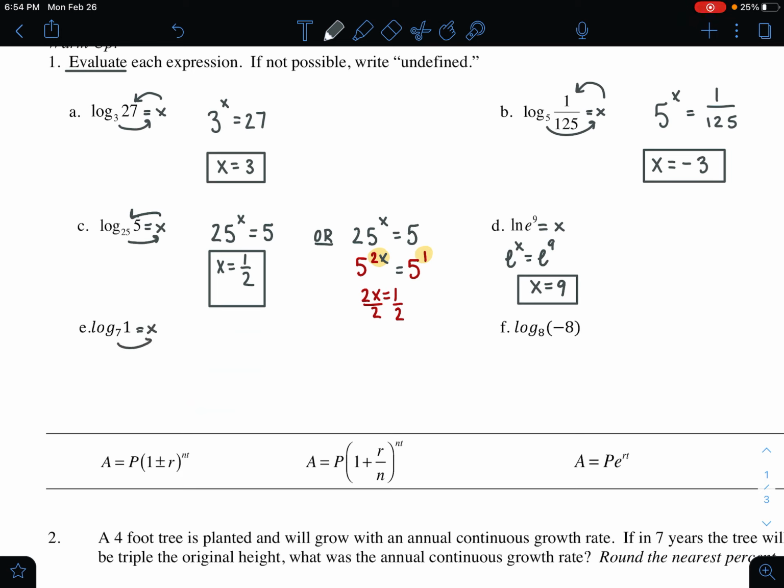All right, our last two, same process. 7 to the what power equals 1. Well, anything to the 0 power gives us 1. So whenever you have an argument of 1, your solution will be 0.